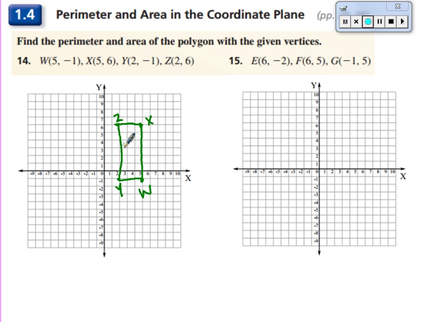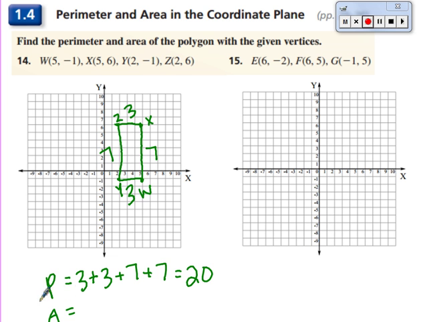The sides of the rectangle I can count because all the lines are straight. I can just count the units. So this one is 3 on the top and bottom, and 1, 2, 3, 4, 5, 6, 7 on the sides. So to find the perimeter, you need to add up all of the sides. So that'd be doing 3 plus 3 plus 7 plus 7. That should be 20. For the area, you multiply the sides. So I would do 3 times 7, which is 21.